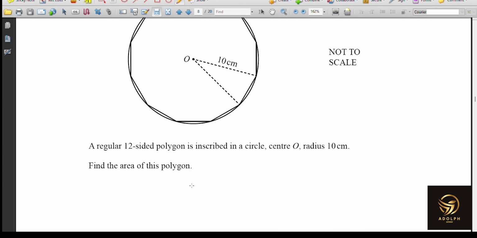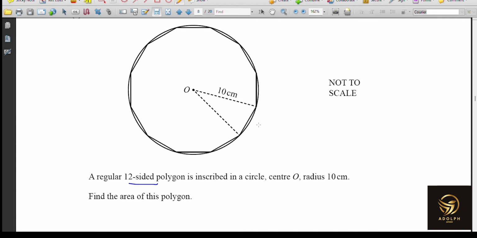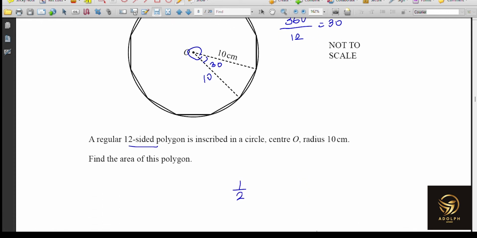Okay, now they gave here a regular 12-sided polygon inscribed in a circle, center O, radius 10 centimeters. So they are not changing the radius, it remains the same, the 10. And we know how many triangles are there. Previously it was a hexagon, so 6 sides, and now it's a 12-sided polygon, so 12 triangles will be there, and the side length is 10, and we just have to know what this angle is. For a 12-sided polygon, the total central angle 360 is equally shared by 12 identical triangles, so you'll be getting that angle as 30.